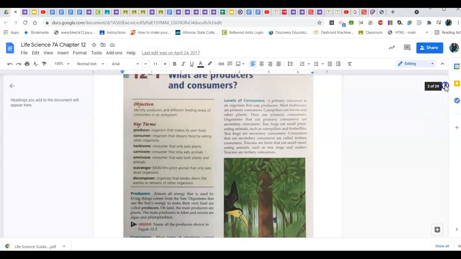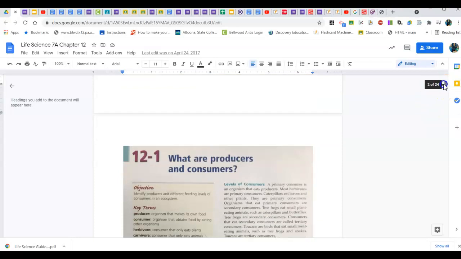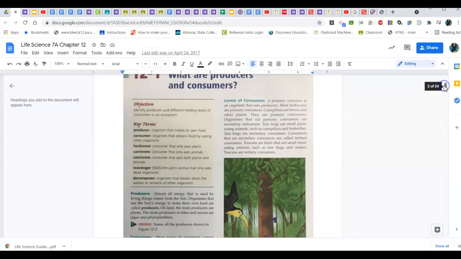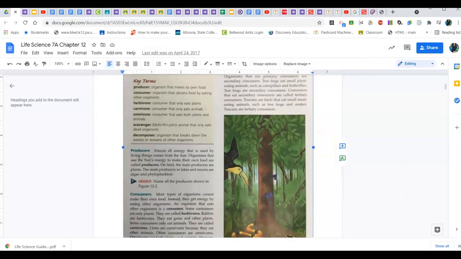Part of your homework that goes with this section is to read this section here, the first section of chapter 12. It is page 278 and 279. Here's your key terms. It says, what are producers and consumers? Producer is an organism that makes its own food. Consumer is an organism that obtains food by eating other organisms.